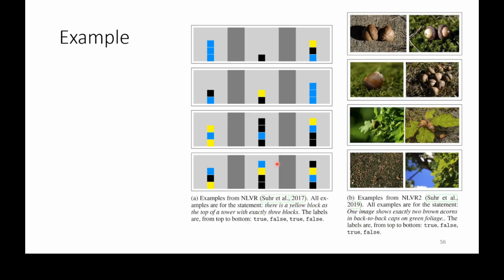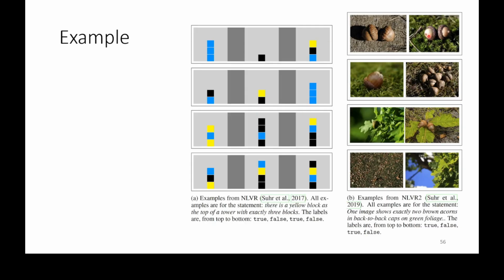So this is a visual language question. Given an image and a question sentence as input, use your algorithm to generate the correct answer, yes or no. So this is the dataset, NLVR1. Let's go to the second version.